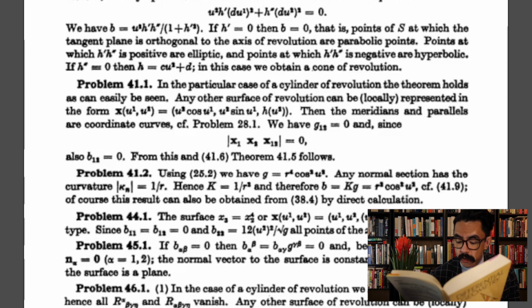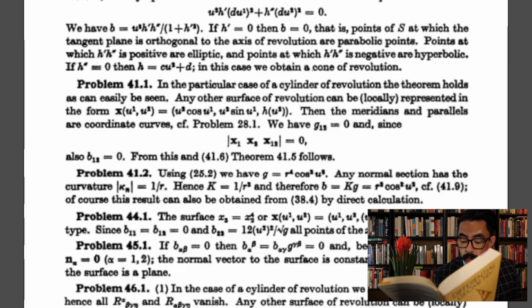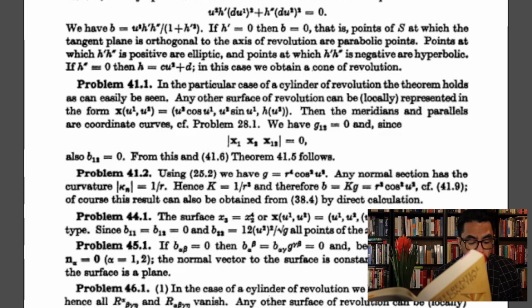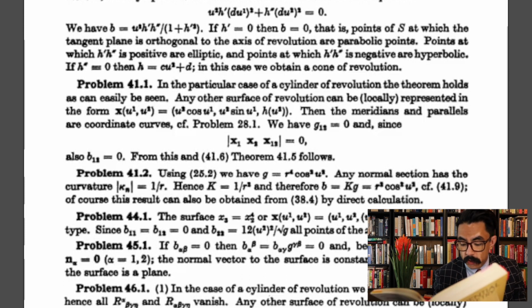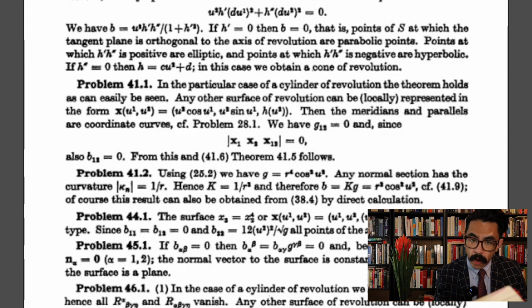We have that g sub 1, 2 equals 0, and since the determinant with in the first column x1, in the second column x2, and in the third column x sub 1, 2, this determinant all being equal to 0, also b sub 1, 2 equals 0. From this and from the relation from theorem 41.3 where g sub 1, 2 equals 0 and b sub 1, 2 equals 0, theorem 41.5 follows.